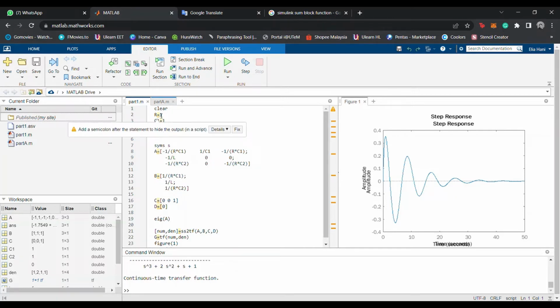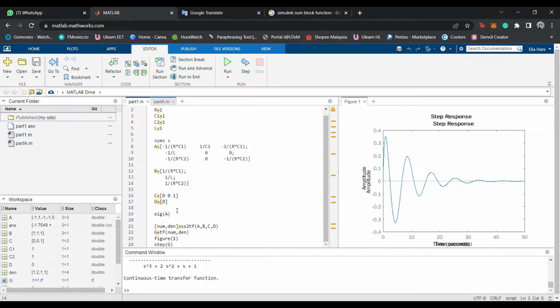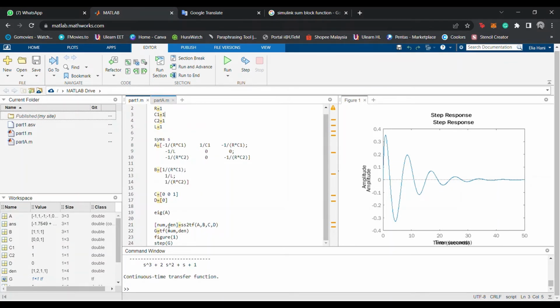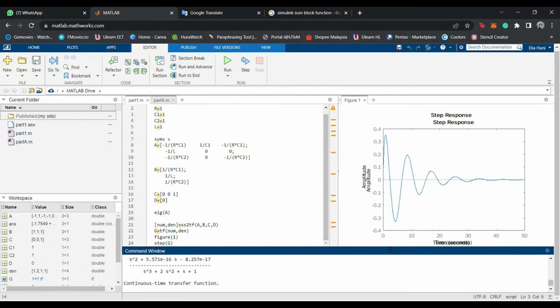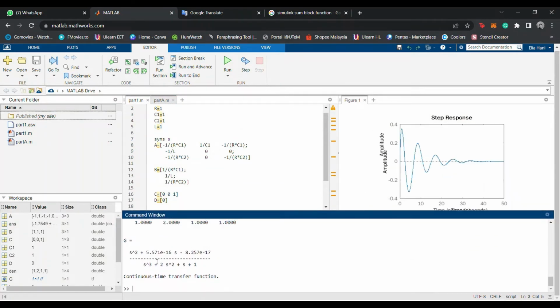First, we declare all the values of R, C1, C2 and L to 1. Then, this is the state space equation that we get and we declare the state space. Next, this is the numerator and denominator for matrix A, B, C and D. The answer that has been obtained from matrix A, B, C and D was used to find the transfer function. The transfer function that we get is this.